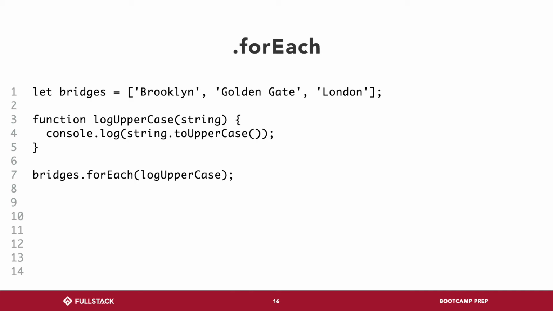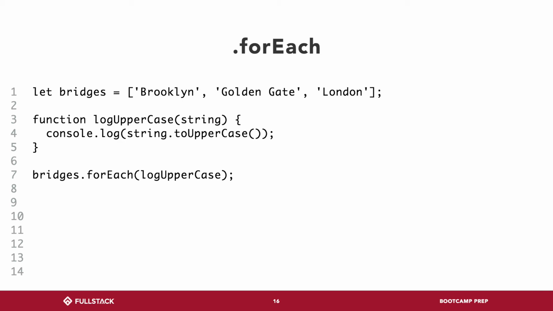You would say soldClothes dot forEach, and then just pass in markAsSold. So say I wanted to add an exclamation point after Brooklyn, Golden Gate, and London. I don't have to create a for loop. I can make a function that concatenates an exclamation point, then call forEach and run that function, and put exclamation points in each value.